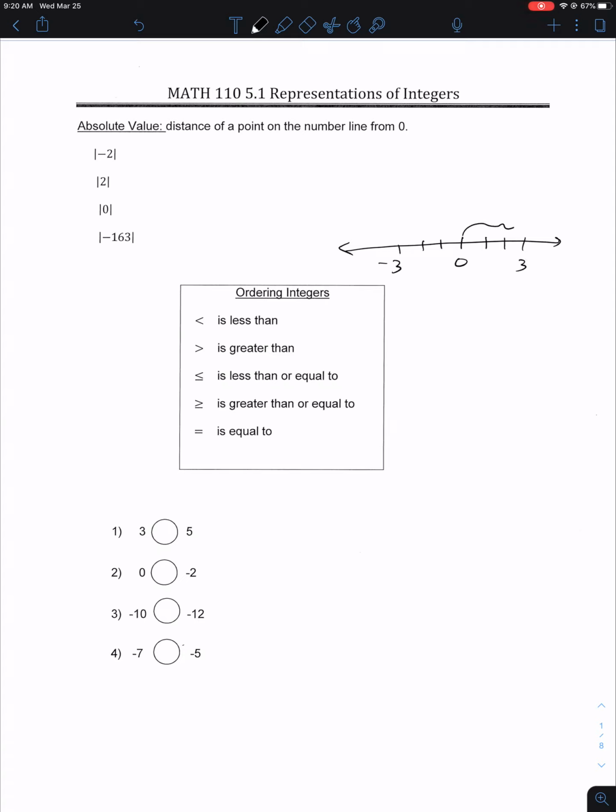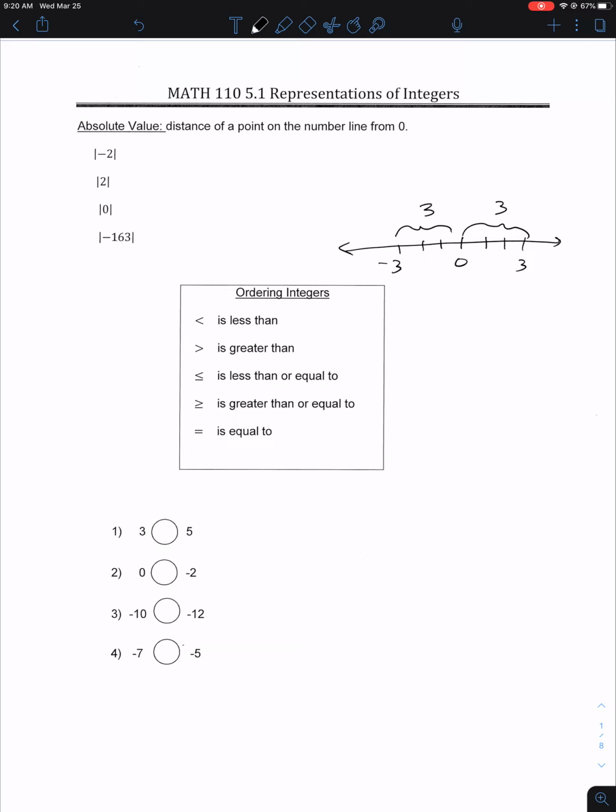and I ask you what's the distance from 0 to 3, you're probably going to tell me it's 3, which is true. But if I ask what's the distance from -3 to 0, technically it's also 3. Because the idea is when we measure distance, we're always trying to describe it in terms of a positive value. And that's what absolute value does in this case.